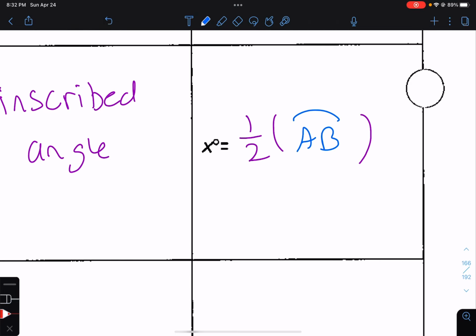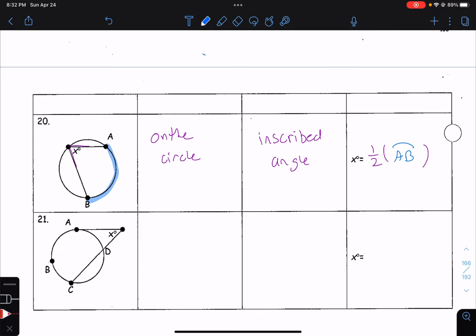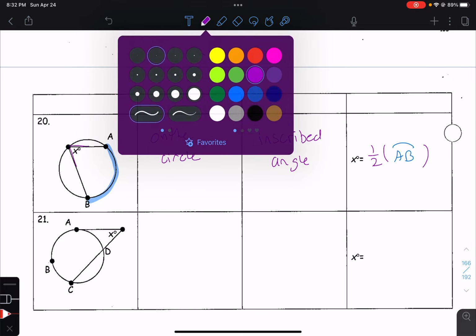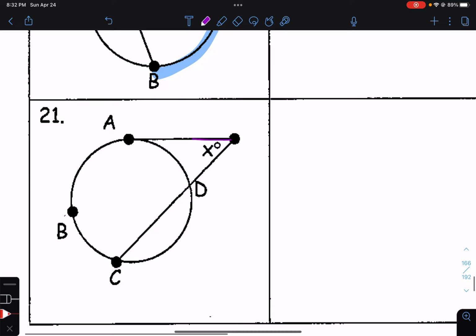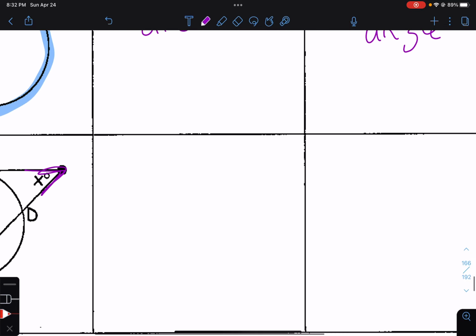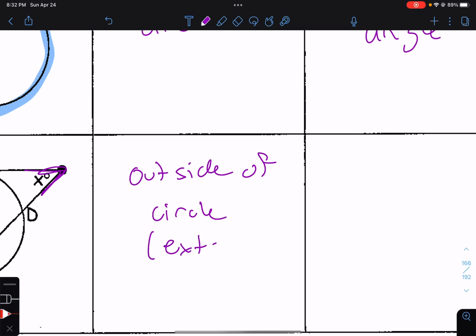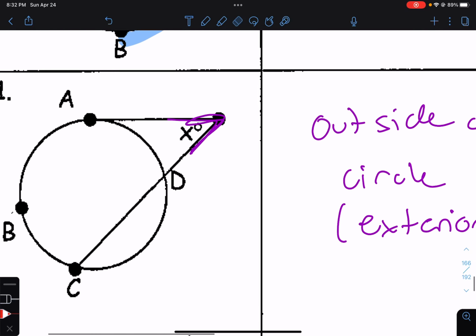All right, so now this one's tricky. Again, we have our angle on the outside of the circle, on the exterior. And this one is formed by two lines. We have one tangent line and one secant line. The secant line goes through the circle at 2 points.